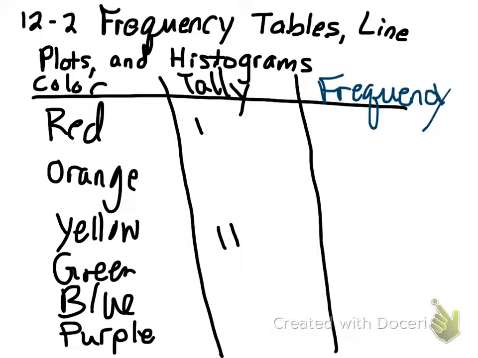You have your color that we're looking at, that's our data type, is colors. We take a tally as we go around the room, asking people what their favorite color is, and then we'll mark the frequency. So the frequency of red was 1, orange had 0, yellow had 2, green, blue, and purple had 0 in this example. So we're looking at just the frequency of a type of data occurring.